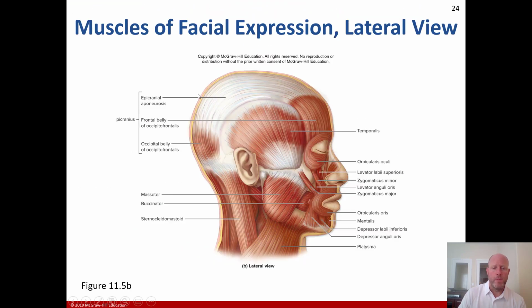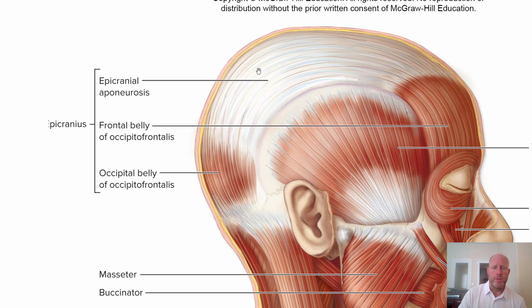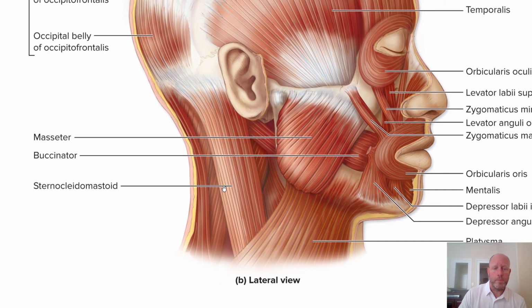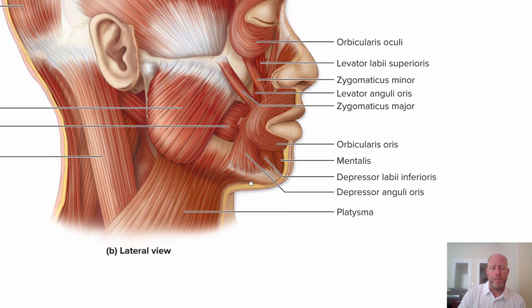Then we have our lateral view for our facial expression muscles. There's the epicranial aponeurosis for the epicranius here, the frontal belly of the occipitofrontalis, the occipital belly of the occipitofrontalis, masseter, the buccinator, the sternocleidomastoid, the temporalis, orbicularis oculi, levator labii superioris, zygomaticus minor, levator anguli oris, zygomaticus major, orbicularis oris, mentalis, depressor labii inferioris, depressor anguli oris, and platysma.